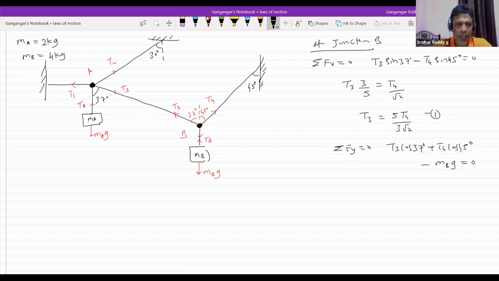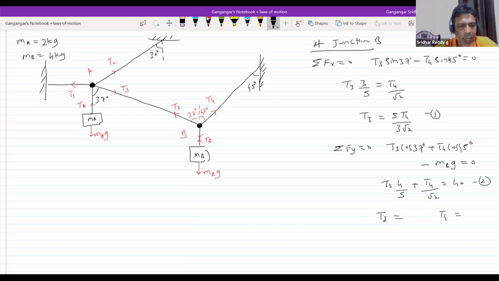What is the weight of the block? 40 Newton it will become. So T3 cos 37, 4 by 5, plus T4 by root 2 equals 40 Newton. Solving 1 and 2, I'll get T3 and T4. Okay, fine. You work out later on. Let me just discuss the idea.